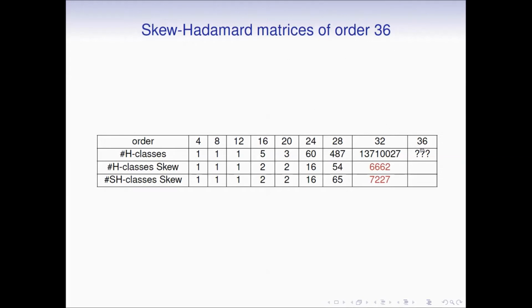Now we are going to classify Skew-Hadamard matrices in order 36. Here we don't have a complete classification in order 36 for Hadamard matrices, so we cannot use the procedure we used in 32. We are going to construct Skew-Hadamard matrices directly. So we present an algorithm that constructs Skew-Hadamard matrices directly.